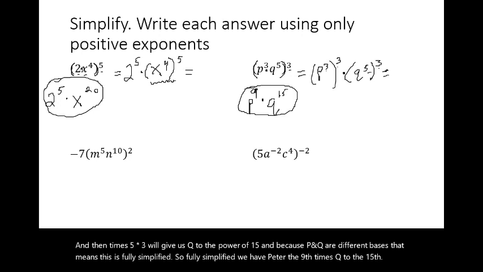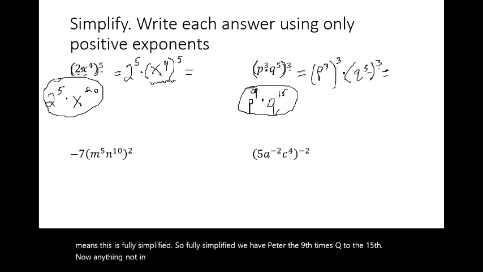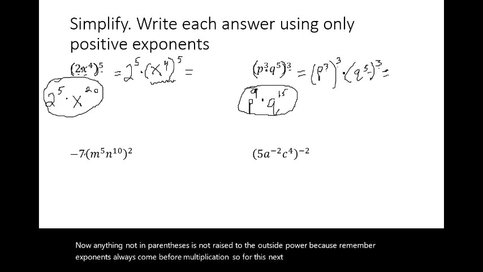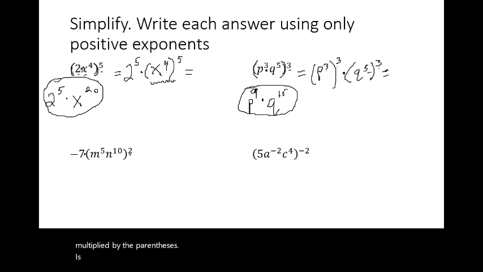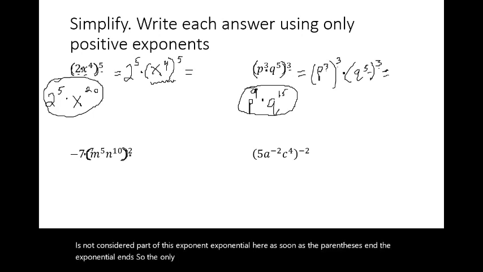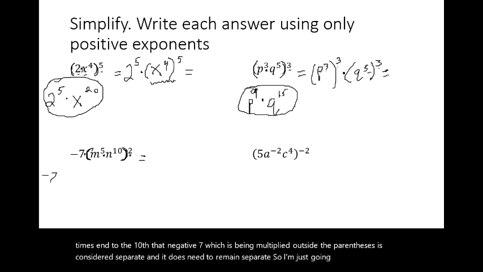Now, anything not in parentheses is not raised to the outside power because, remember, exponents always come before multiplication. So for this next one, this negative 7, which is being multiplied by the parentheses, is not considered part of this exponential here. As soon as the parentheses end, the exponential ends. So the only thing that is being raised to the power 2 is this m to the 5th times n to the 10th. That negative 7, which is being multiplied outside the parentheses, is considered separate, and it does need to remain separate. So I'm just going to leave that negative 7 where it is.